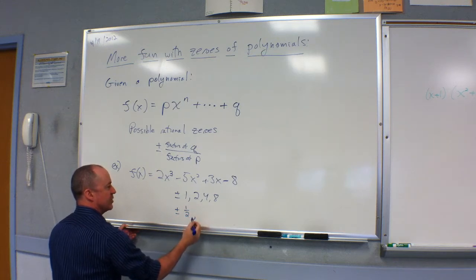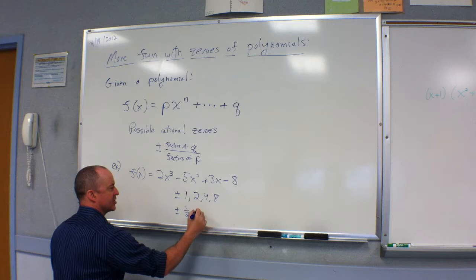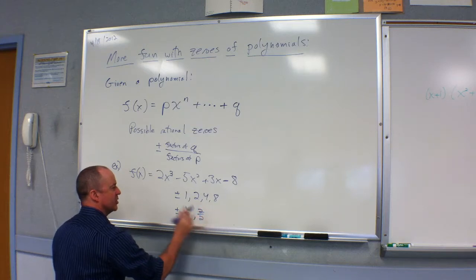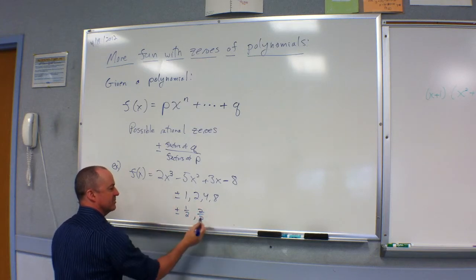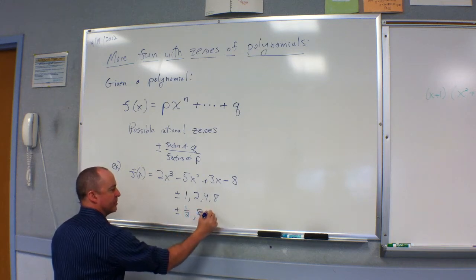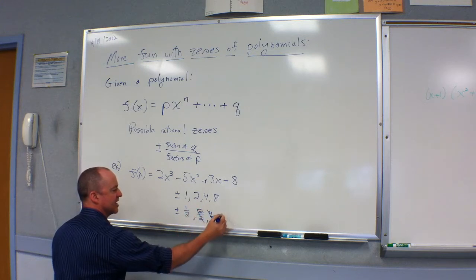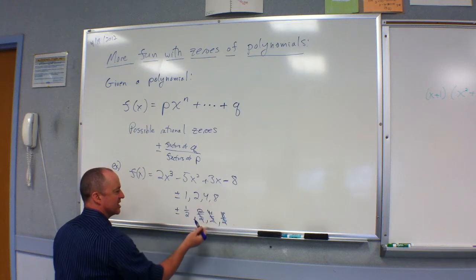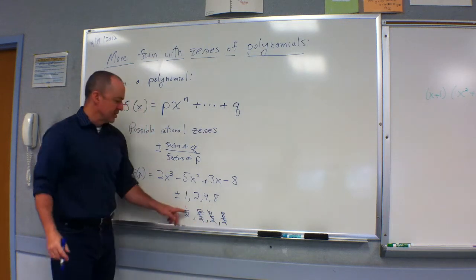And you want to check the rest of them. You'd also have to check plus or minus 2 over 2, dividing by this leading number. But what is 2 over 2 equal? 1. So we've already taken care of that up here. Yep. Plus or minus 4 over 2, that's the same thing as 2 we've already taken care of. Plus or minus 8 over 2, that's the same as the 4 we've already taken care of. So your new possibility would just be 1/2.